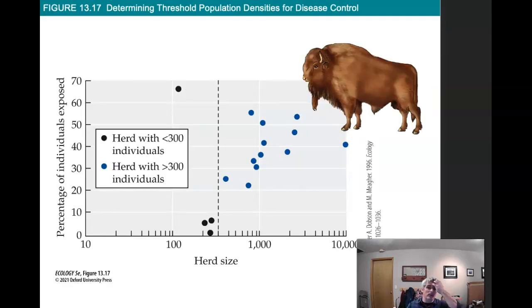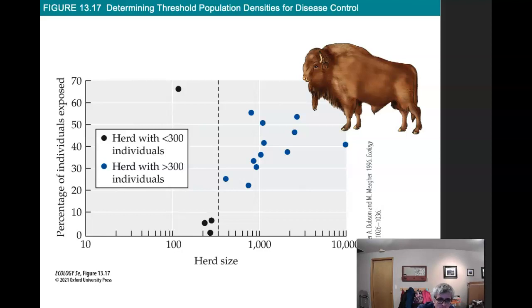Determining threshold populations. So this is herd size. Herds with greater than 300 individuals, and herds with less than 300 individuals. And the percentage of individuals exposed, there's sort of a high one up here. There's number 16 researchers. Threshold densities are determined by populations.